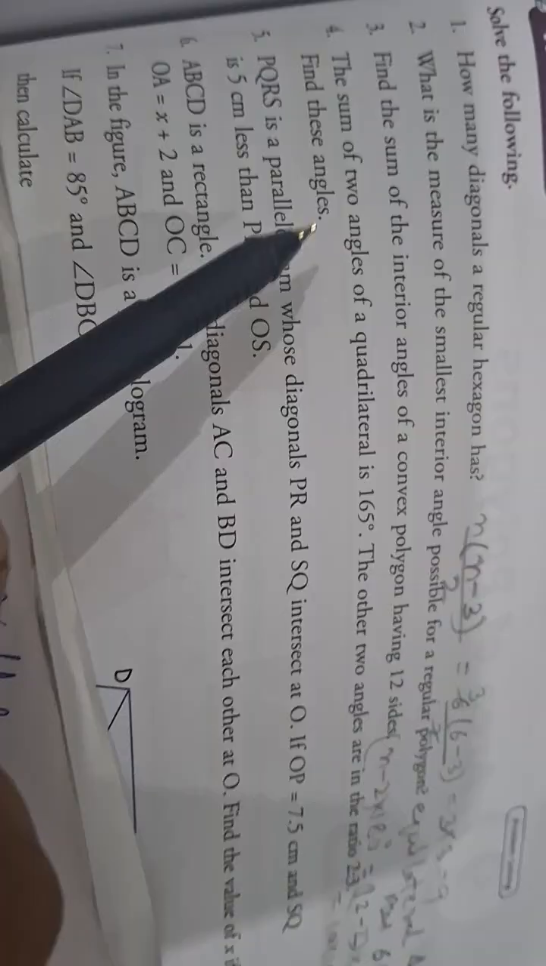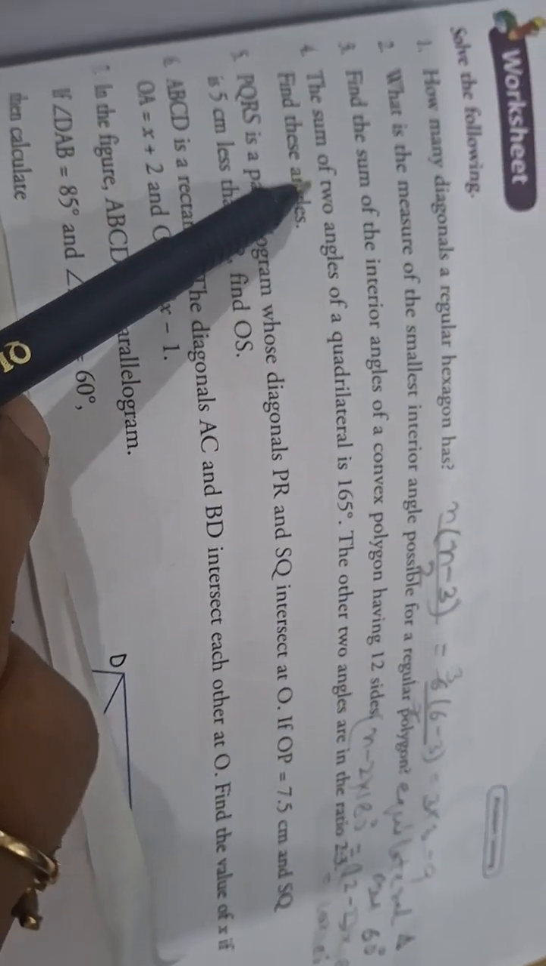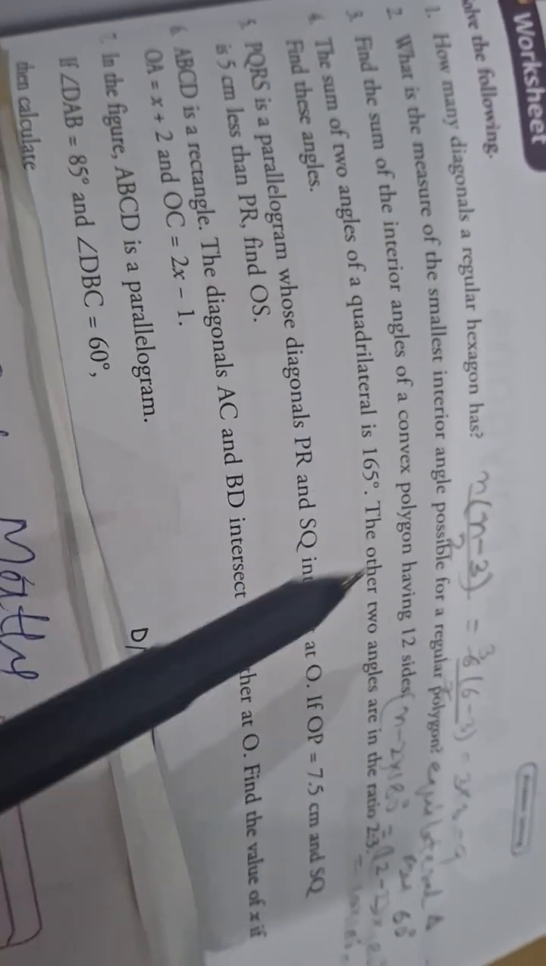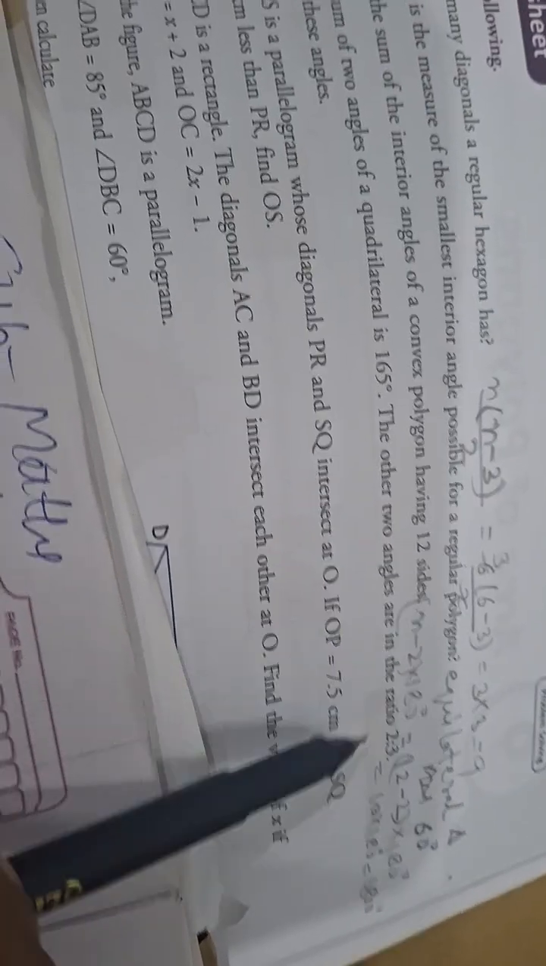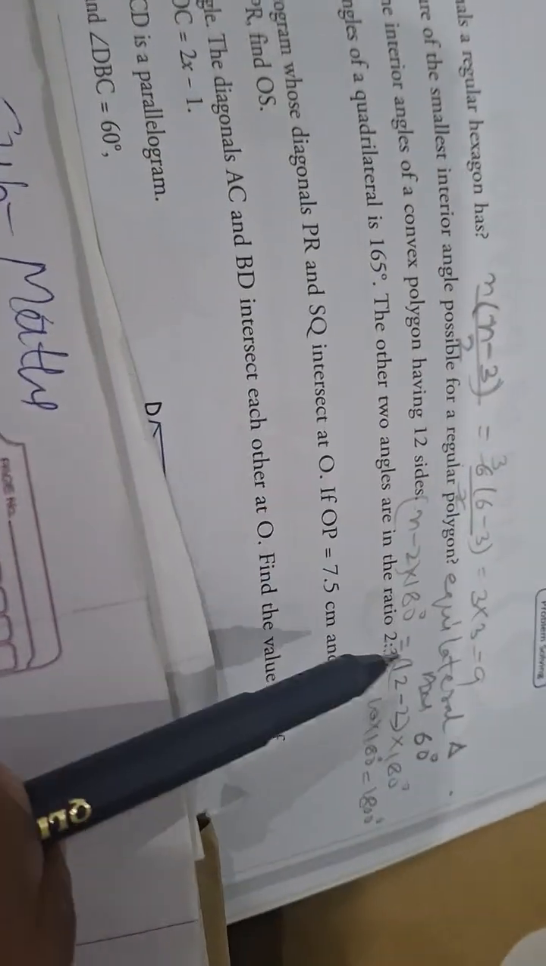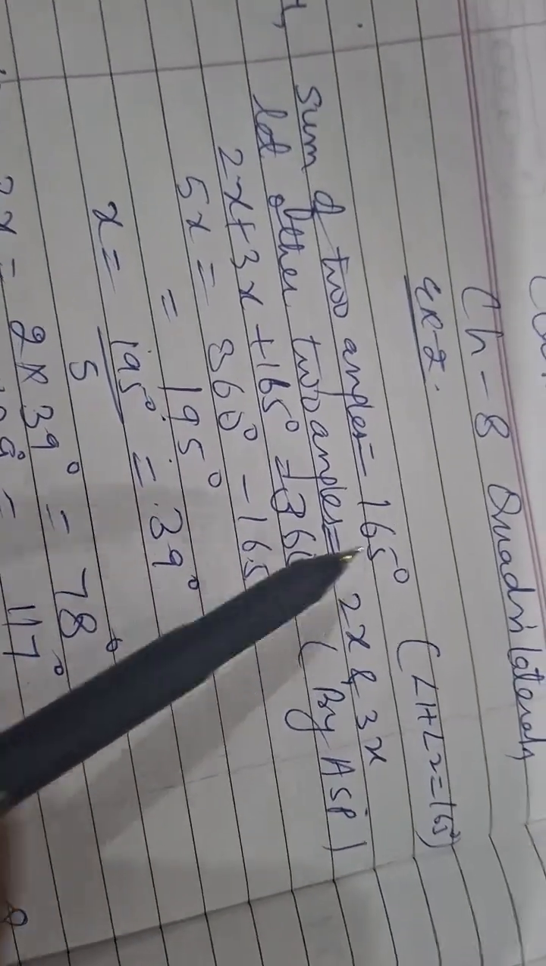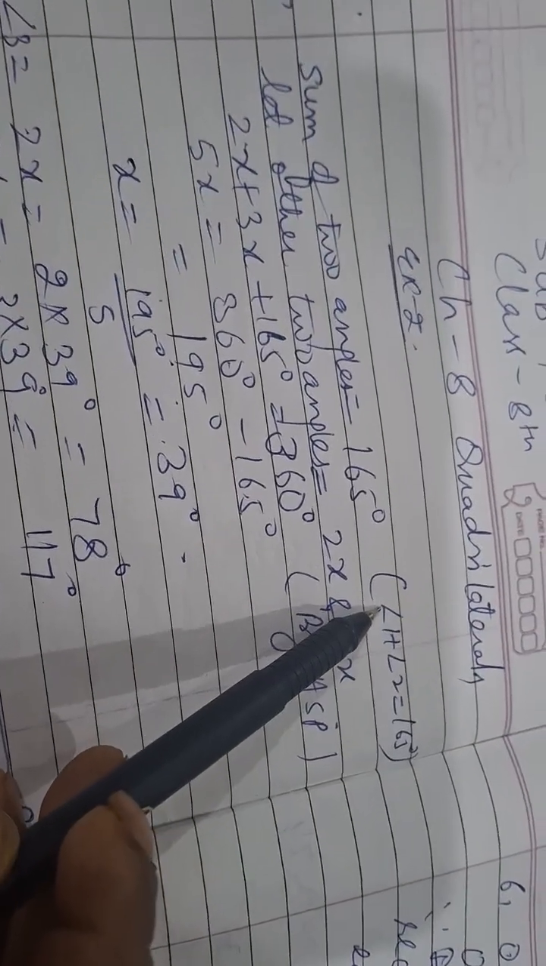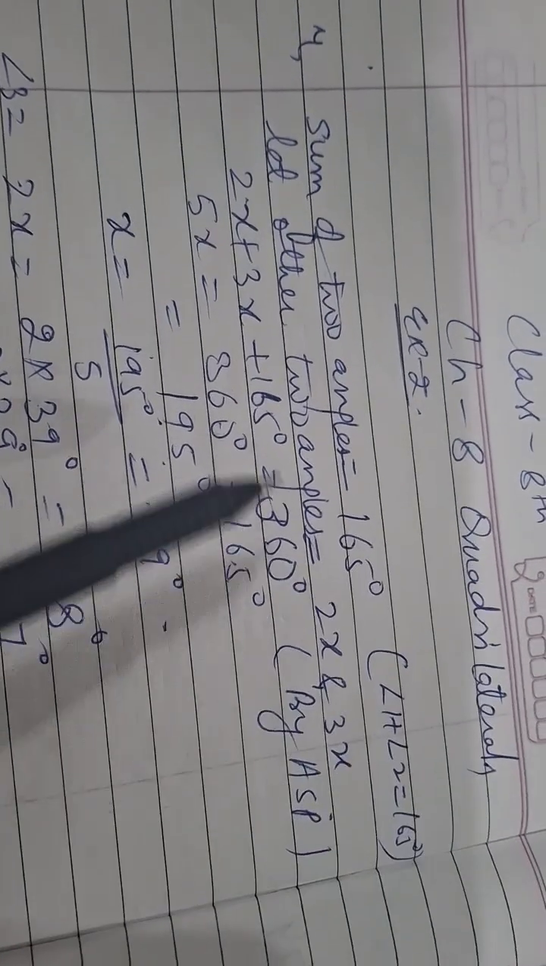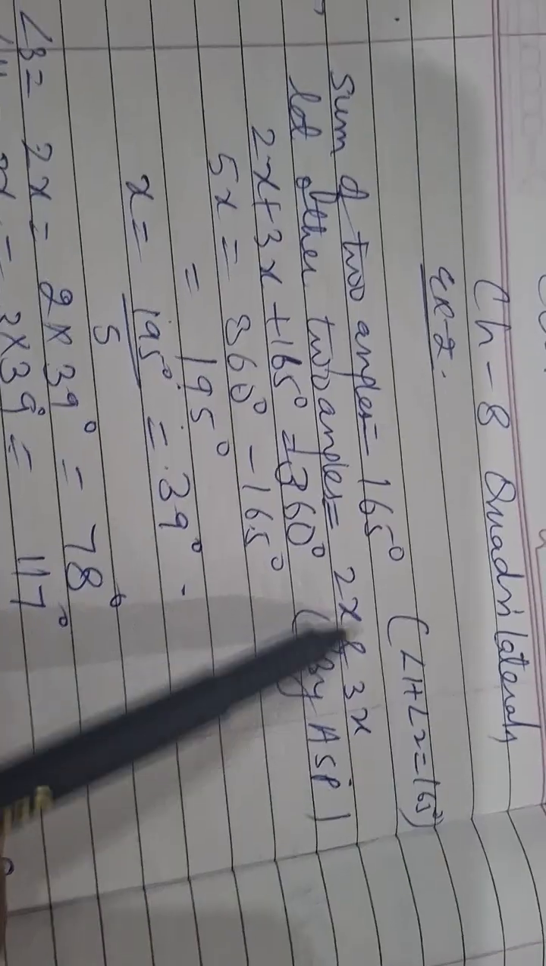Now come to question number 4. The sum of two angles of a quadrilateral is 165 degrees. The other two angles are in the ratio 2:3. Find these angles. So the sum of two angles is 165 degrees. Suppose angle 1 plus angle 2 is 165 degrees. Let the other two angles be 2x and 3x.